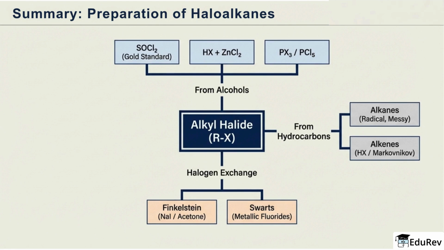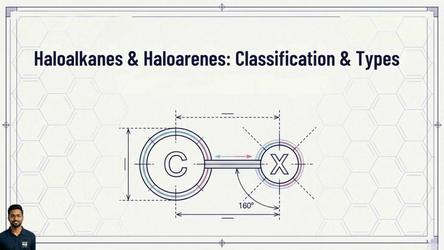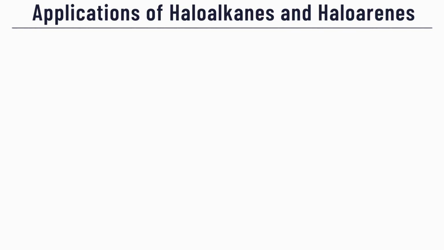Start from alcohols, hydrocarbons, and halogen exchange and connect them to the final products. Now, if you can reconstruct that flow without looking, you're not memorizing anymore. You understand the chapter. This chapter is not about memorizing random formulas. It is about learning to identify haloalkanes.